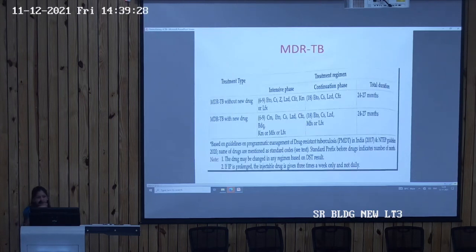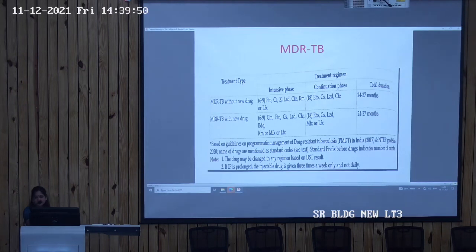So for MDR TB, you have 24 to 27 months total duration. And how many drugs? 6 and 4 drugs. MDR TB, that is resistant to rifampicin and isoniazid.